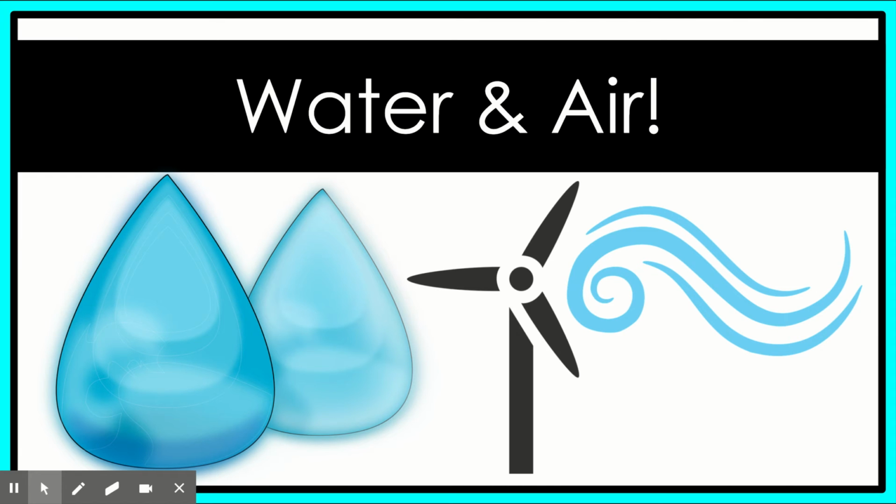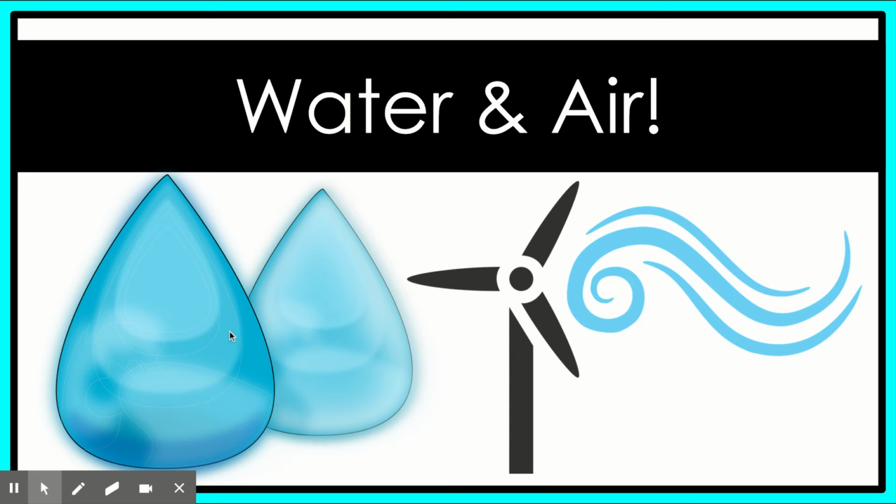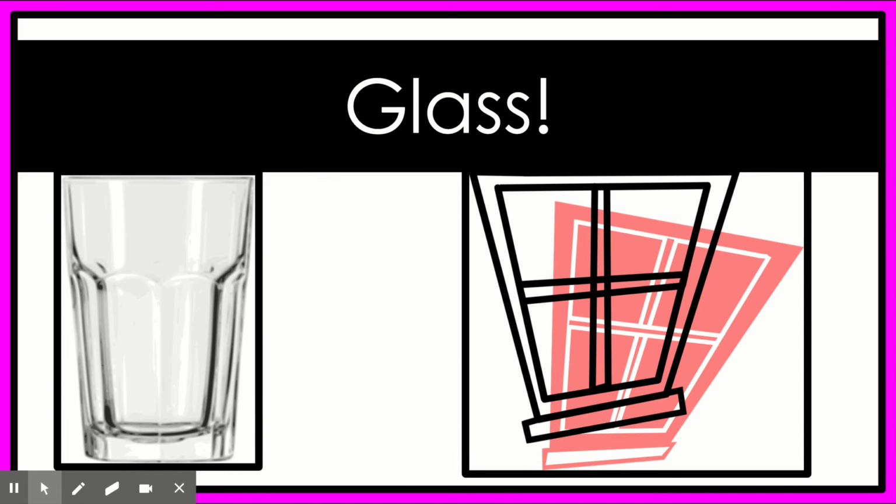Water and air actually make good insulators. A lot of windows, the glass panes in windows, have an air pocket in them, and a lot of water bottles or coffee mugs have water in between the layers of the water bottle to help keep whatever's inside cool or warm for longer. So they take a long time to change from cold or hot. Air and water are great insulators.